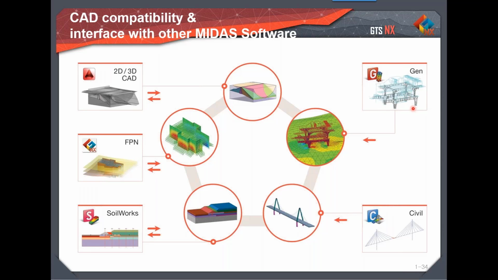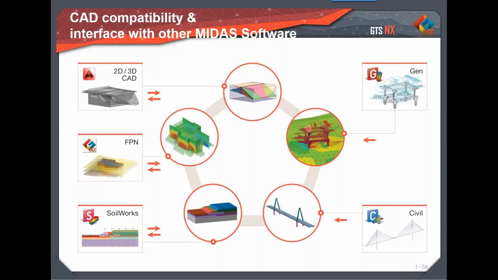You can import the reactions of these models into GTS NX, and then instead of modeling the soil as a spring, you can simply model it as a continuum soil. And then once the continuum soil is modeled, you can provide all kinds of constitutive models to it. You can go for hardening soil, which mostly replicates the behavior you're interested in, or you can simply go for Mohr-Coulomb, or you can go for the Hoek-Brown material if there is a rock, and so on.